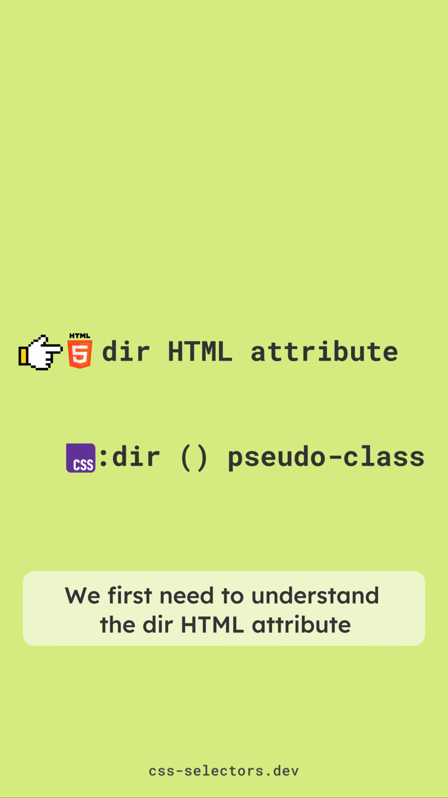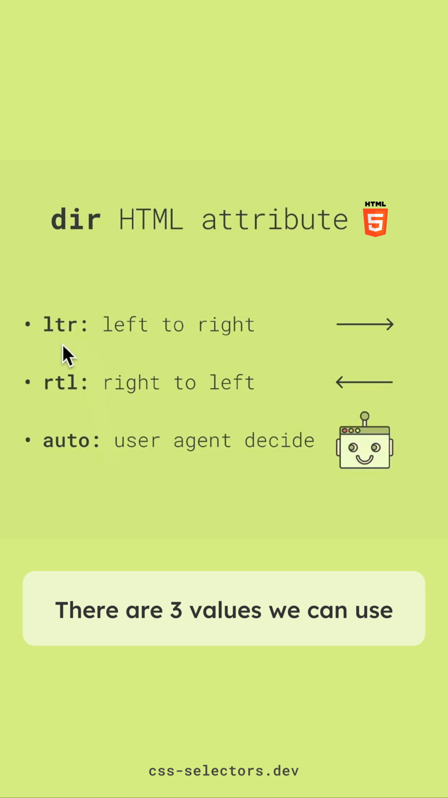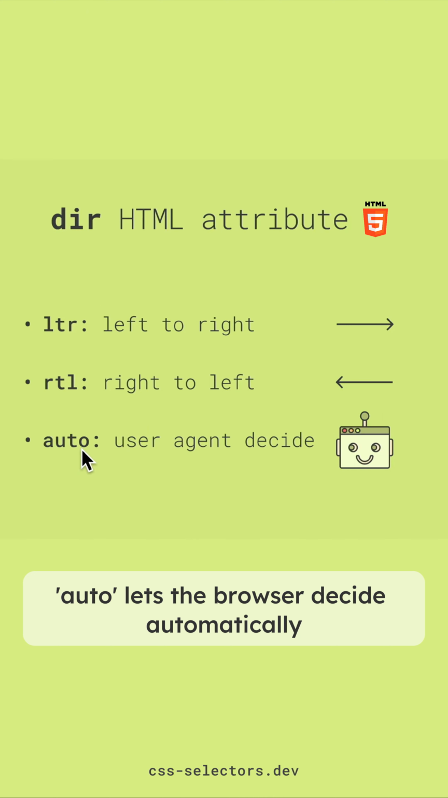We first need to understand the dir HTML attribute. There are three values we can use. LTR means left to right, RTL means right to left. Auto lets the browser decide, automatically setting the text direction based on the language.